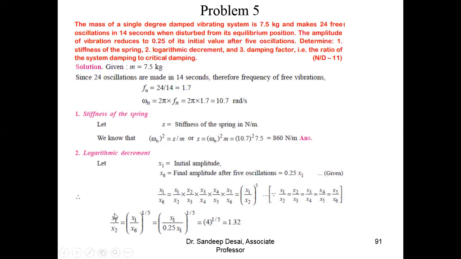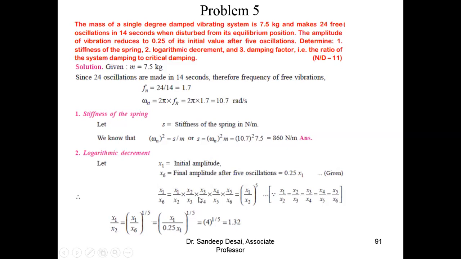Out of this, you don't know x1 by x2. What is x1 by x2? Ratio of two consecutive amplitudes. But you know the ratio of amplitude at the beginning of the first oscillation and at the end of the fifth oscillation. x1 by x6 is 1 by 4, or 0.25. That is known to you. It is raised to 1 by 5, so x1 by x2 is equal to (x1 by x6) raised to 1 by 5, so it is equal to 1 by 32.